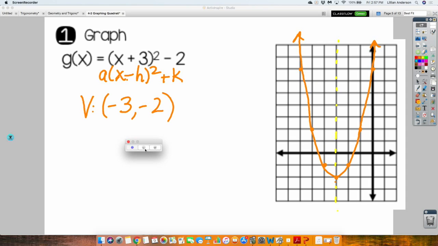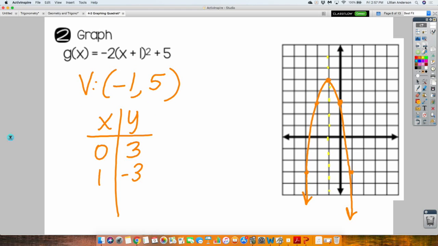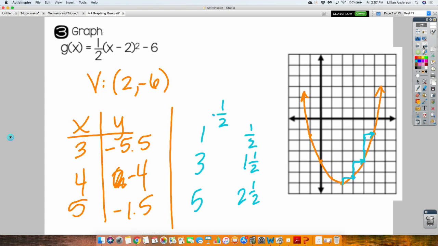Yeah. The original a value is the same size as your parent function. Okay? It just got moved. But if you look at number 2, even though it's flipped over, doesn't that look a lot skinnier than that one? Oh, yeah. And then if you look at the last one, isn't this a lot wider than the first one? The a value also not only tells you if it's going to open up or down, but if it's going to be wider or narrower. Okay? So, what conclusion can you draw as well?